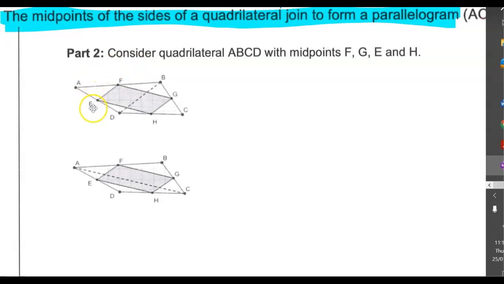So we're starting with ABCD, which is a quadrilateral. So A, B, C, D. And we've got the midpoints, and they're E, F, G, and H. So we know a bit of information already. We know that that is a quadrilateral, so a four-sided shape. Okay, we don't know that that's a parallelogram. We don't have that information, but the midpoints of the sides of that quadrilateral, we want to show they join to form a parallelogram. So we want to show that E, F, G, H is a parallelogram.